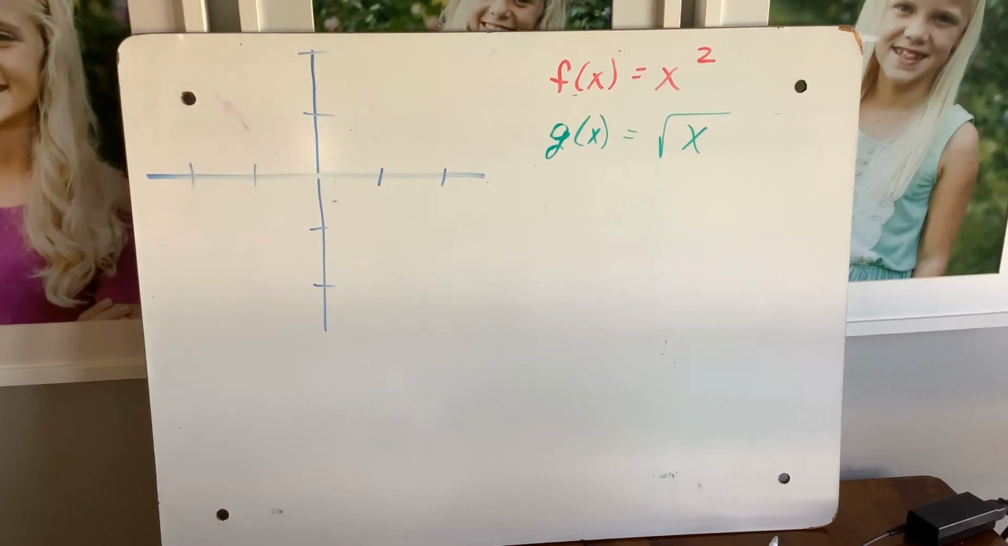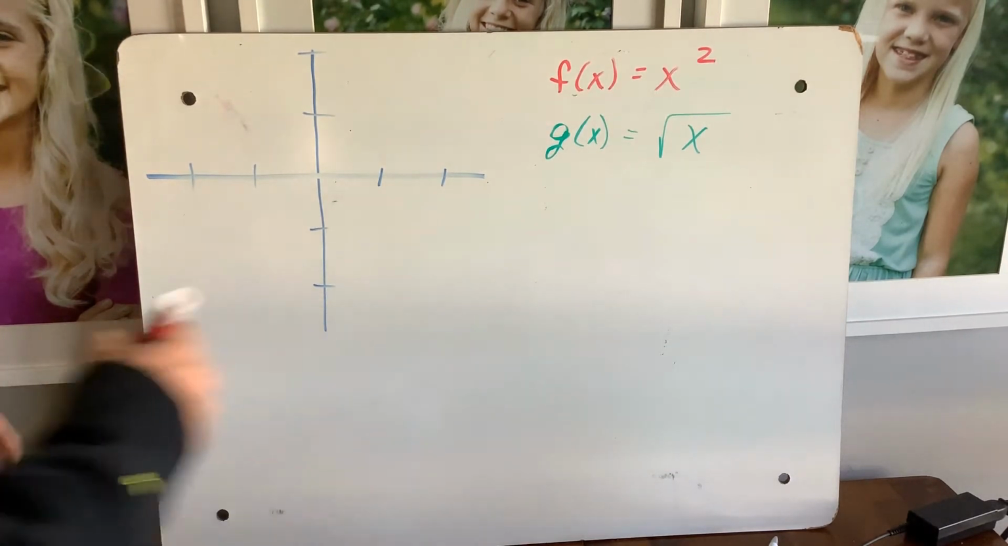So if we look at this problem I have on the board, and you have two equations, f of x equals x squared and g of x equals the square root of x, we want to find the area of the region that is bound by those two curves together. So when you're going to do something like that, the first thing you want to do is graph them.